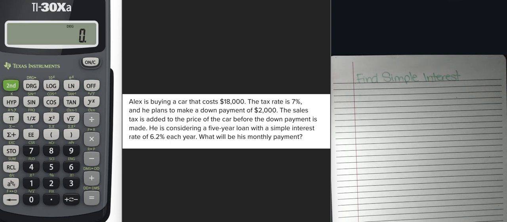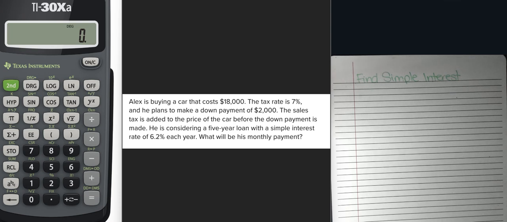All right, so we are going to work on a real world problem. Remember, this is the whole reason that we're learning everything that we are learning in regards to interest. Alex is buying a car that costs $18,000. The tax rate is 7%, and he plans to make a down payment of $2,000. The sales tax is added to the price of the car before the down payment is made. He is considering a 5-year loan with a simple interest rate of 6.2% each year. What will be his monthly payment?